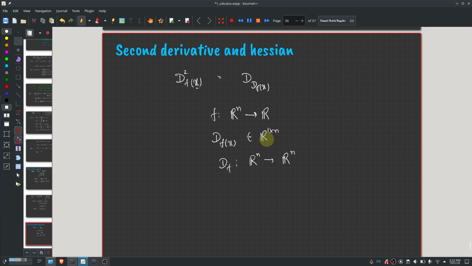So what would the second derivative look like? Again, if you have a function from Rn to Rm, the derivative is an m by n matrix. Always keep that in mind. So since we have a function from Rn to Rn, the second derivative should essentially be a matrix, correct? An n by n matrix. So this is just R n by n.